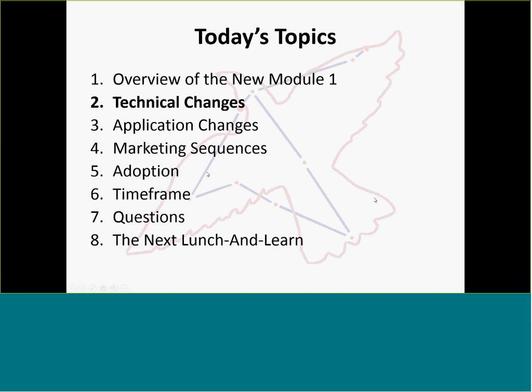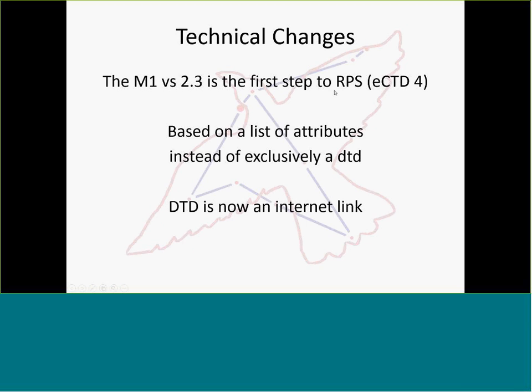So what are the technical challenges of this new module? M1 version 2.3 is the first step towards RPS, which is known as eCTD4. The big thing about RPS is it's supposed to allow for medical devices to be submitted electronically, which will be another huge change.